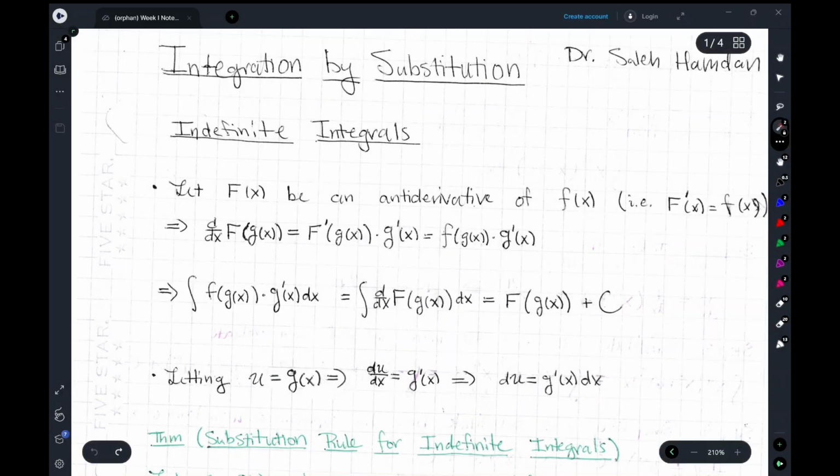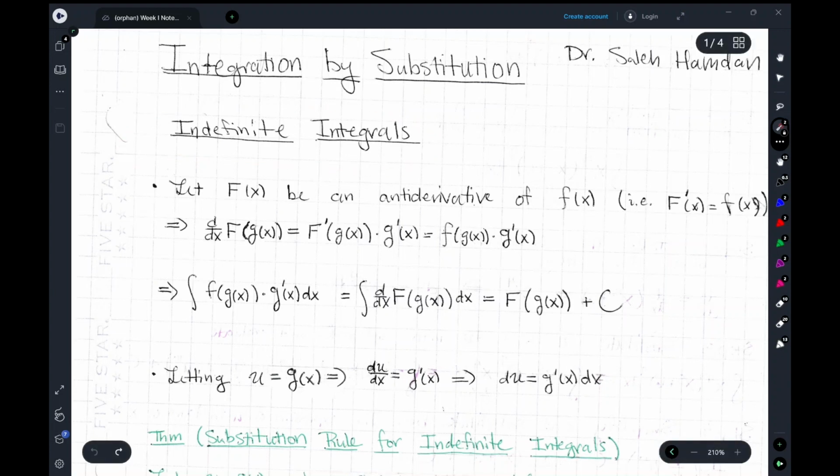We will now talk about a method of integration called integration by substitution. In its basic form, integration by substitution takes advantage of the chain rule to rewrite an integral in a way that will make it easier for us to integrate. So let's start talking about the indefinite integrals.